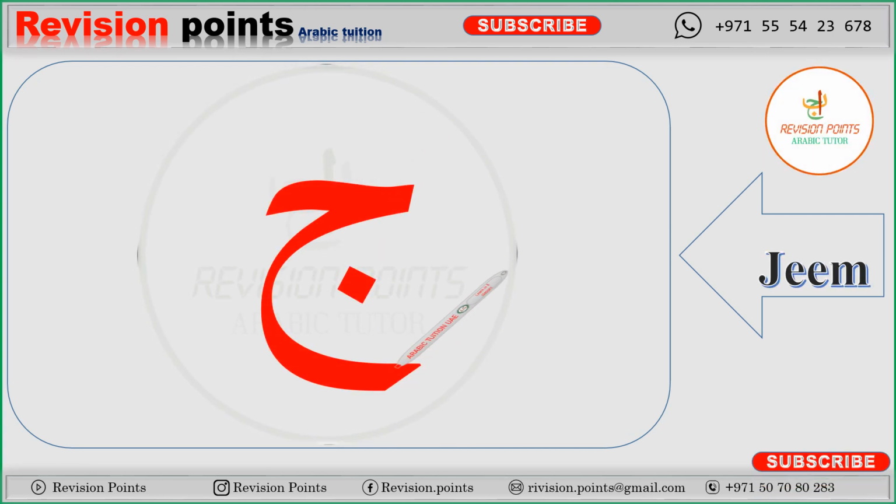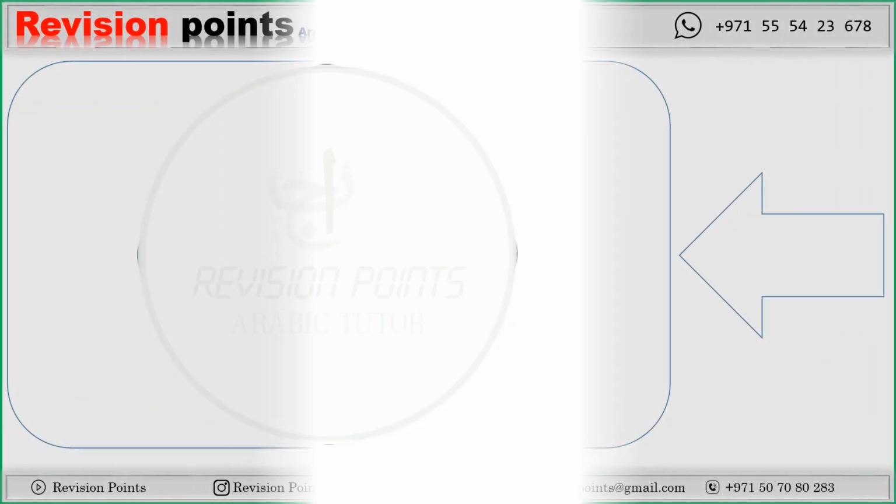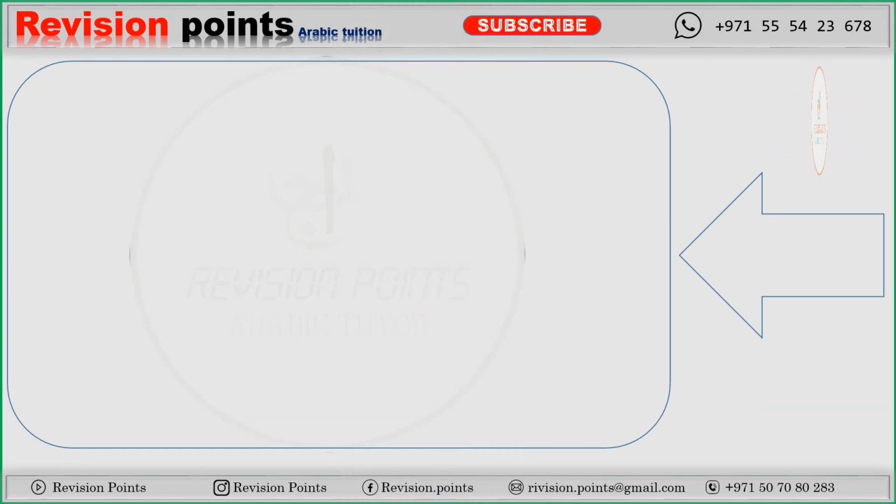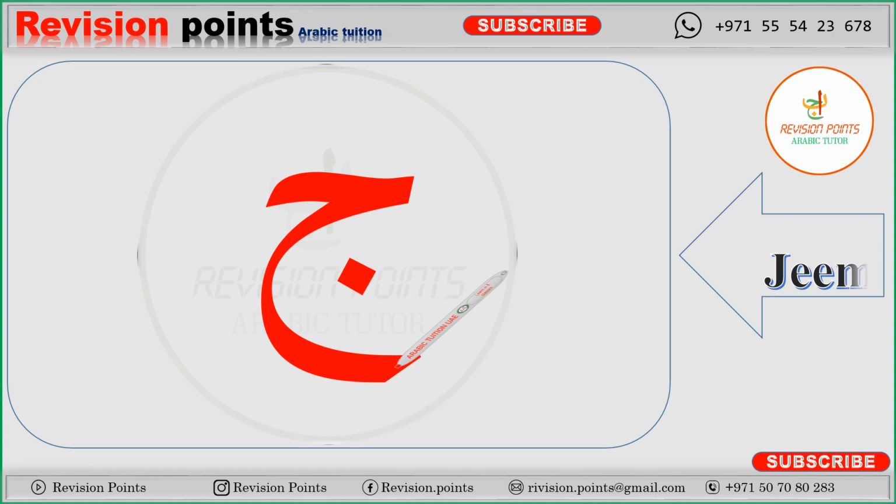Jeem, jeem. Start from left to right, then draw it like a C and put the dot.